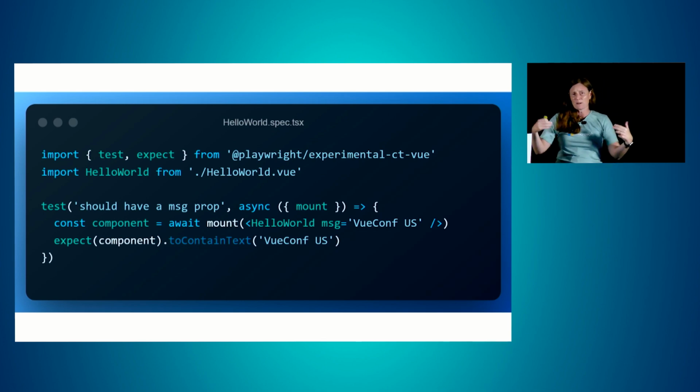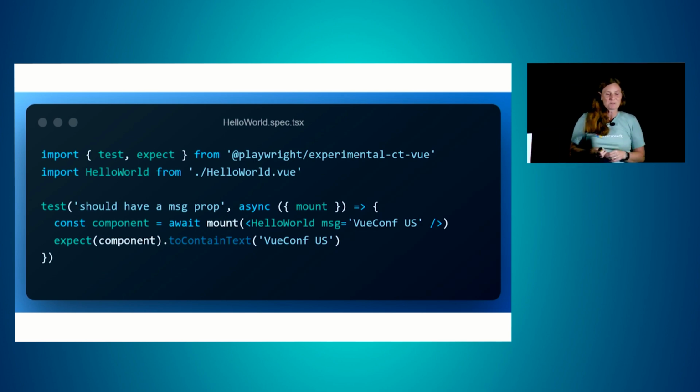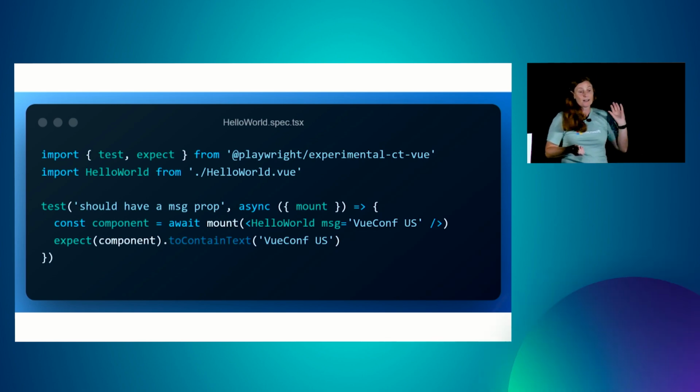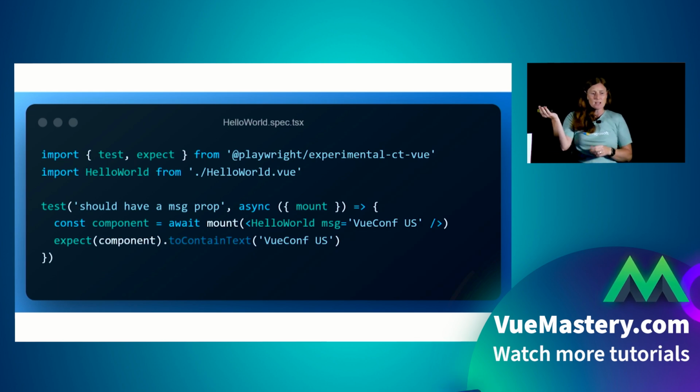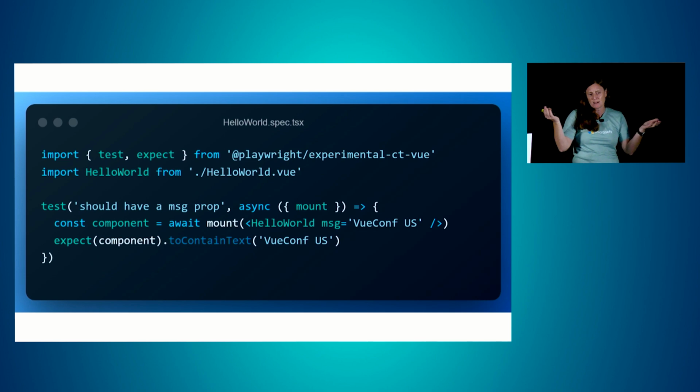Component testing in Playwright is in preview mode, which means we might still break something while making sure it's really cool. It is preview, experimental, which is why I'm importing test and expect from Playwright experimental CT, the component testing Vue. I wrote some tests on the components you get when you build your first Vue app. You get the HelloWorld component, and I'm testing that it should have a message prop. We mount it, I set the message to vueconf.us, and I expect the component to contain that text. So a very simple test.